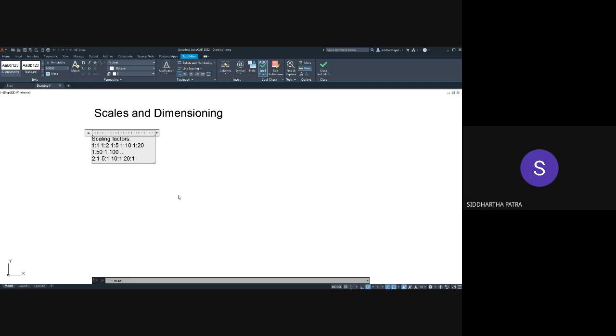And an object in real life has a dimension of 500 micron. How much would that be on my drawing sheet if I'm using 20 is to 1 scale, and a given dimension in reality is 500 microns? That's just half a millimeter. So how much would that be on my drawing sheet? So 10,000 micron. And that would be how much millimeter?